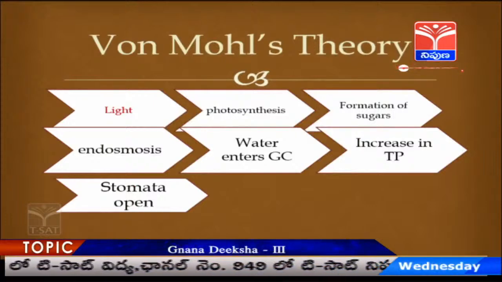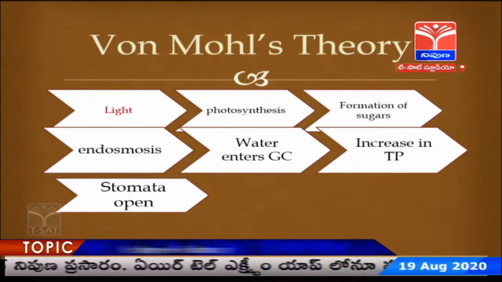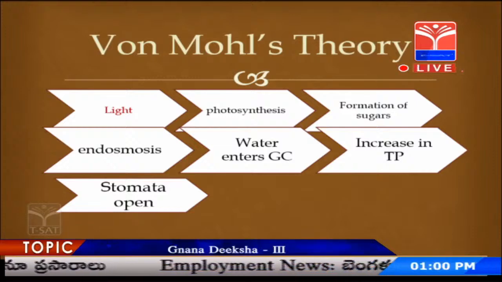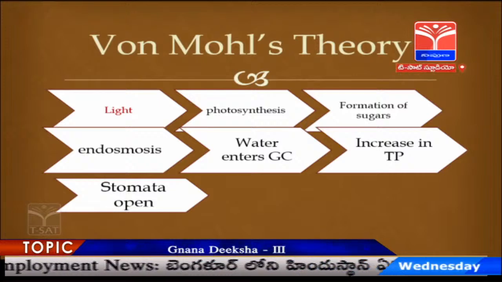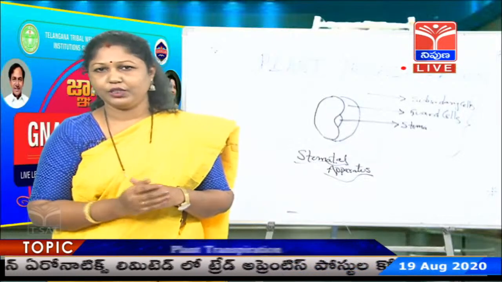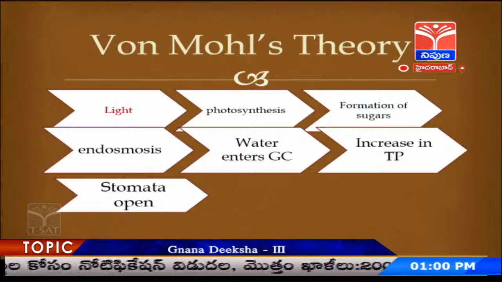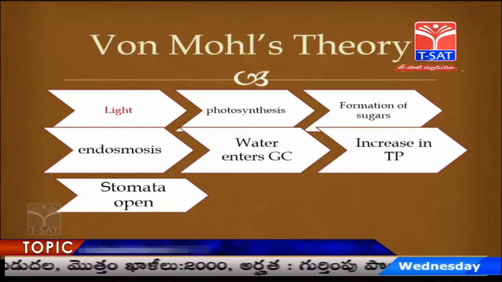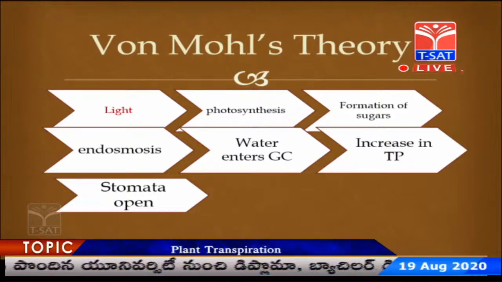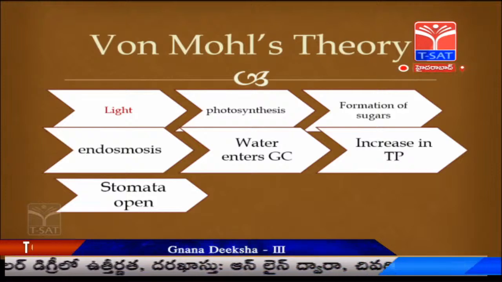Von Mohl proposed that during daytime, when the light intensity starts to go up, the temperature also starts increasing. Because of the light intensity, photosynthesis occurs in the plants, especially in the leaves, in the mesophyll region, and along with it in the guard cells also. The end product of photosynthesis is sugars, that is glucose, which is then converted into starch during the night time for storage. So, formation of sugars occurs.